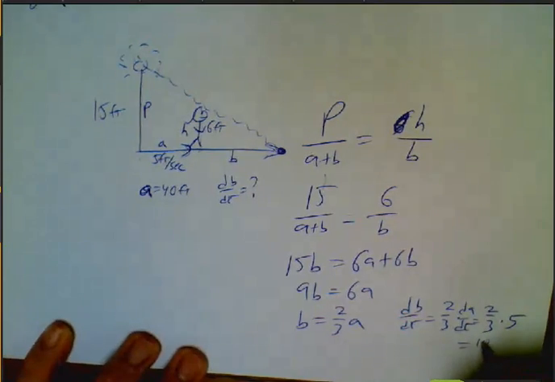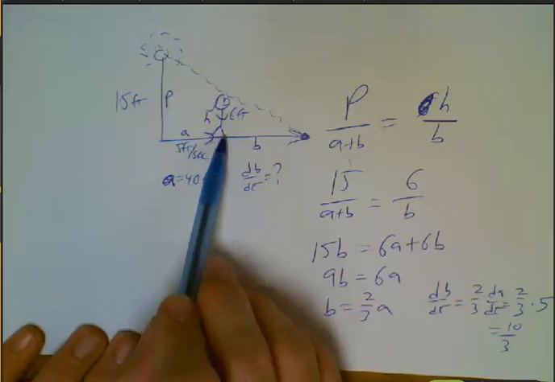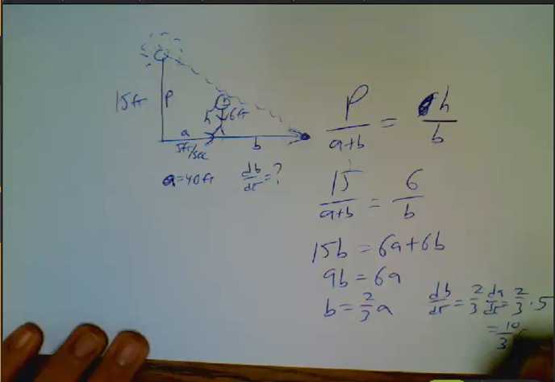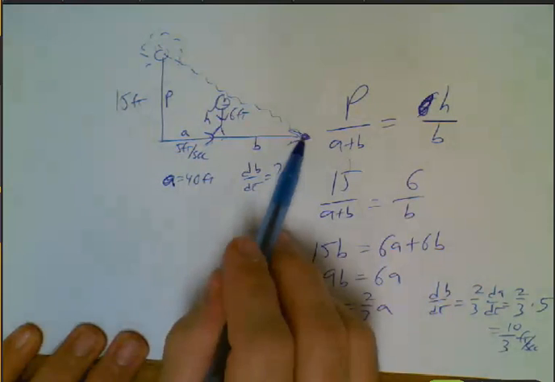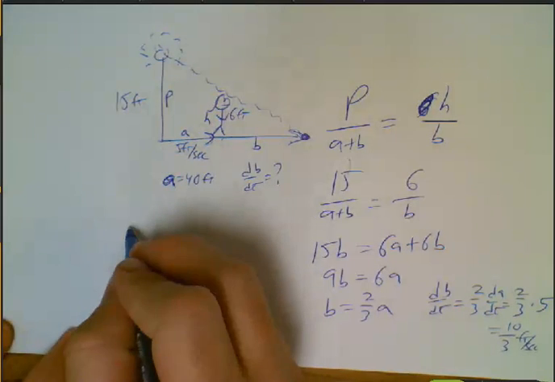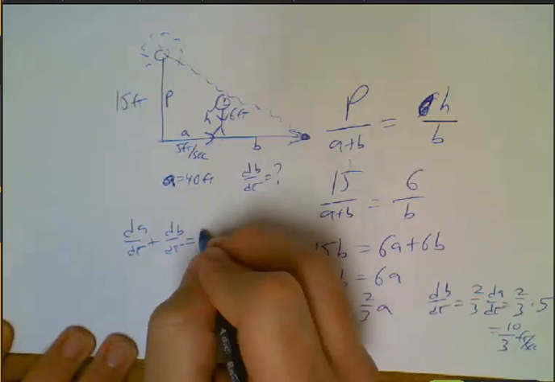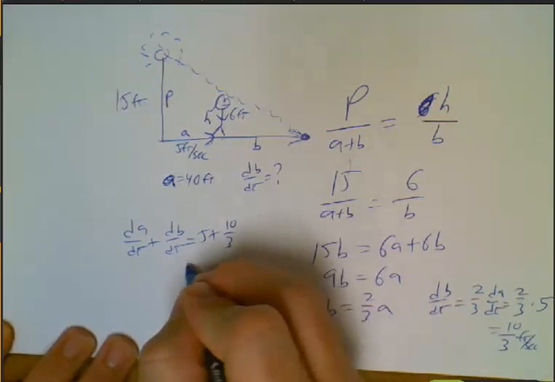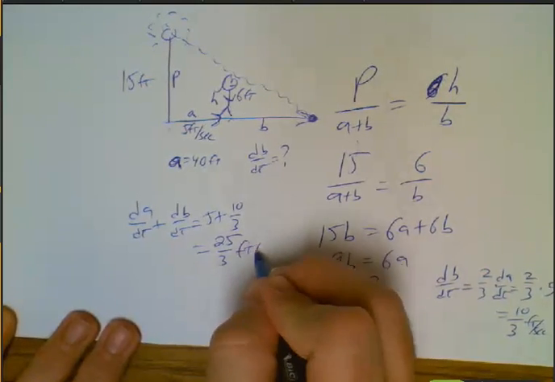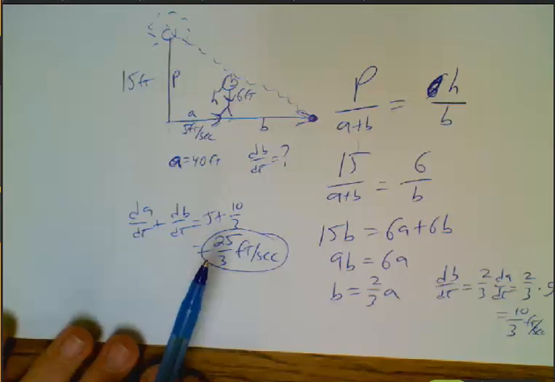So that's 10/3. The rate at which the physical shadow from the person is changing is 10/3 feet per second. So the tip of the shadow is moving at a rate of 5 feet per second plus the 10/3 feet per second. So dA/dt plus dB/dt is 5 plus 10/3, which is 25/3 feet per second. That's the total rate at which the tip of the shadow is changing.